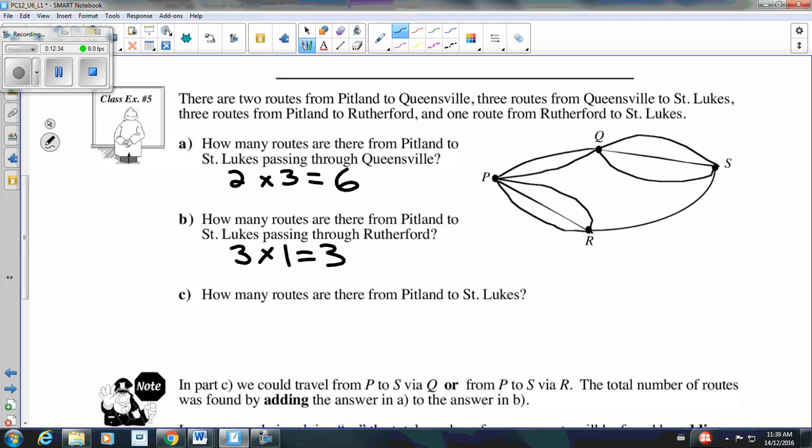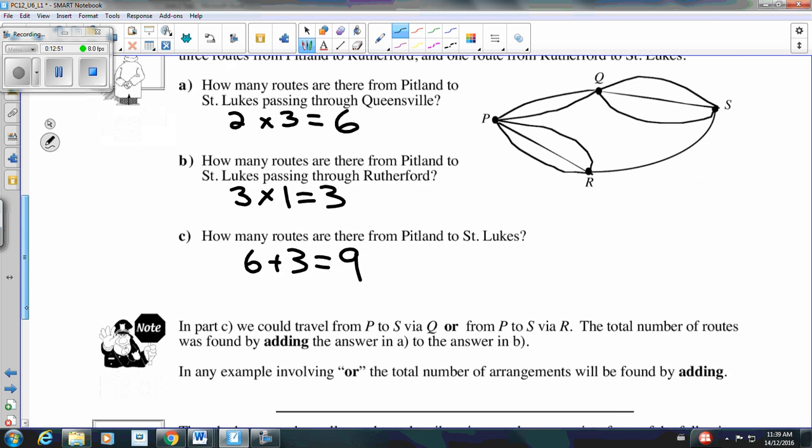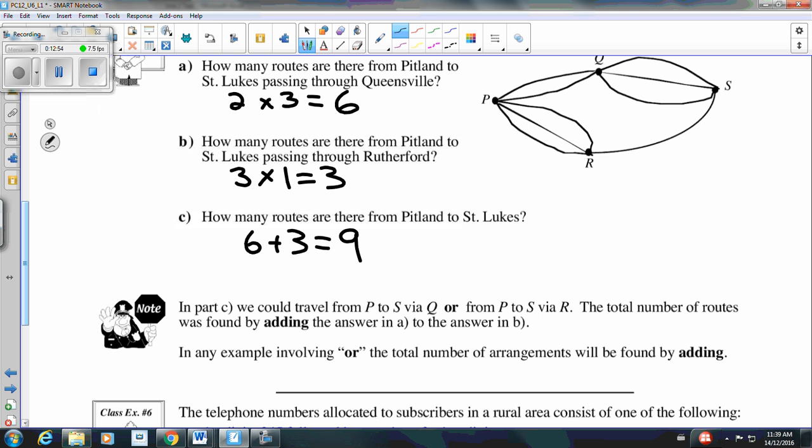C then asks, how many routes are there in total from Pitland to St. Luke's? Well, I had 6 routes if I went through Queensville, plus 3 more routes if I went through Rutherford, so that is 6 plus 3, which is 9 routes. So in part C, we could travel from P to S via Q, or from P to S via R. The total number of routes was found by adding the answer in A to the answer in B. In any example involving OR, the total number of arrangements is found by adding.